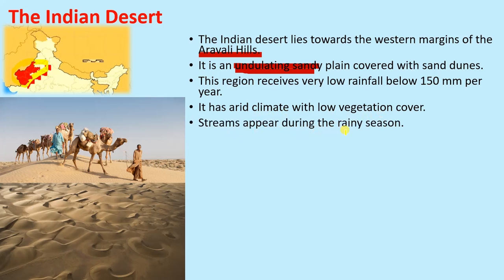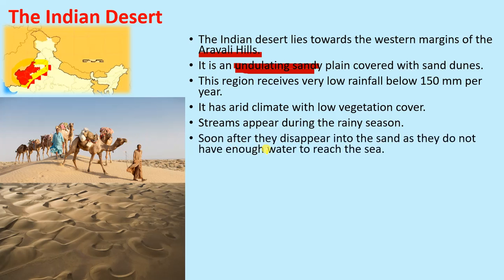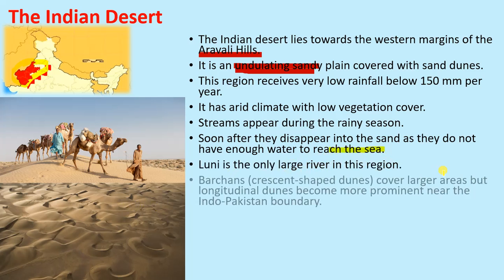Streams appear during the rainy season. Only one river is found in this area, that is the Luni River, which is visible during the rainy season only. Soon after, they disappear into sand as they do not have enough water to reach the sea. Luni is the only large river in this region.